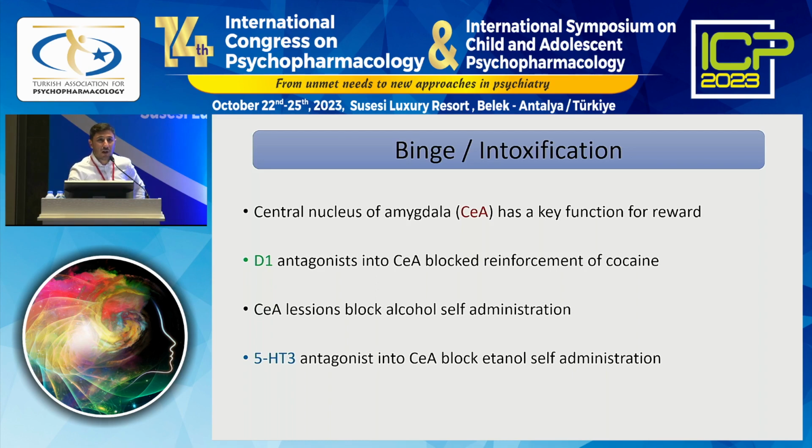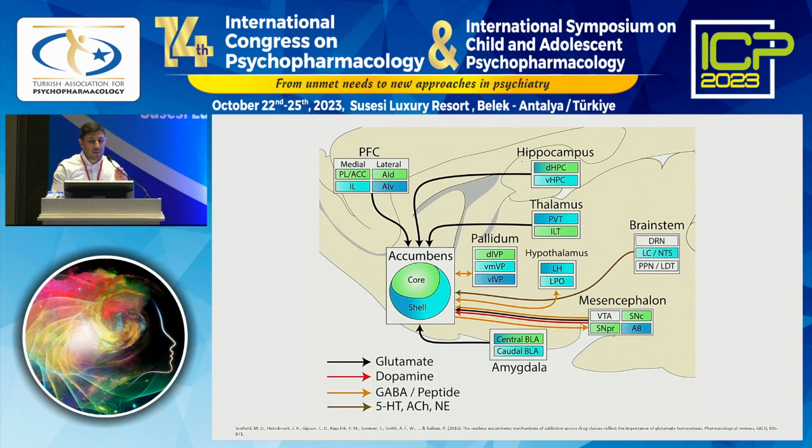One of the important actors there is serotonergic transmission. 5-HT3 receptor antagonists may also reduce self-administration of ethanol in the central amygdala. The point I'm trying to make is, starting from the initial studies, the basic knowledge that we have is that from the ventral tegmental area to the nucleus accumbens, there is a strong projection. This projection is dopaminergic, lying at the basis of the reward system, no doubt about it.